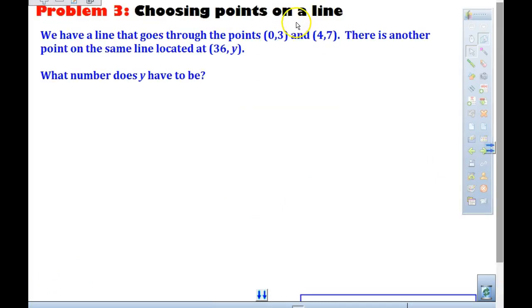Our line is located at 0, 3, 4, 7. There is another point on the same line with the location 3, 6, y. What number does y have to be? You're going to see at least 3 or 4 of these in your homework like this. I will recommend that you go back and look at this problem again and maybe listen to the video or look in your notes carefully.